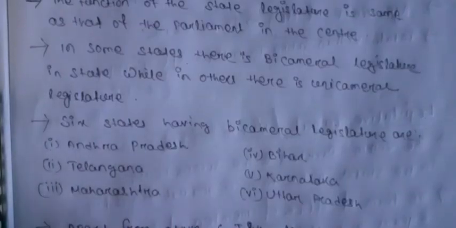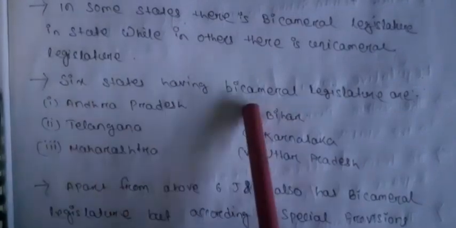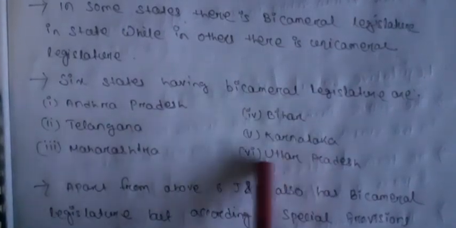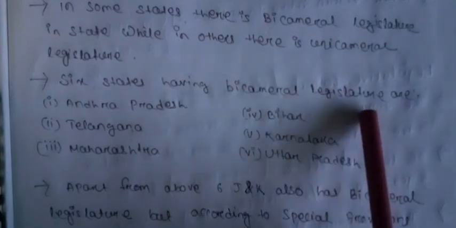In some states there is a bicameral legislature, while in others there is a unicameral legislature. What is the meaning of bicameral and unicameral? We will know. First, you should know which states have a bicameral legislature. There are 6 states having a bicameral legislature. What are those? Andhra Pradesh, Telangana, Maharashtra, Bihar, Karnataka, and Uttar Pradesh. These 6 states have a bicameral legislature.